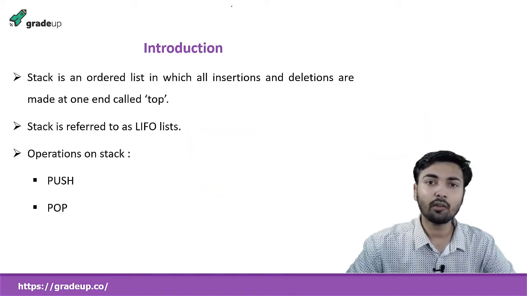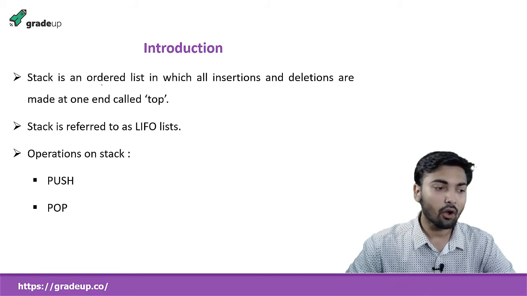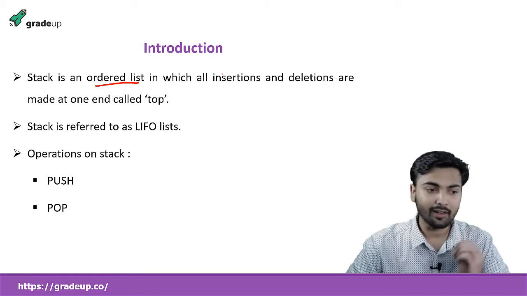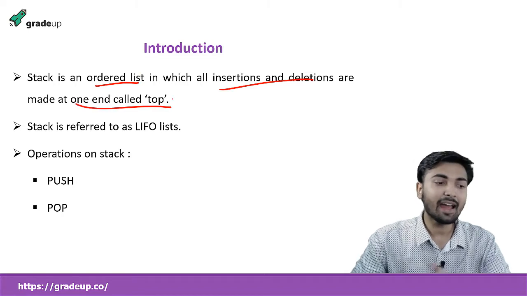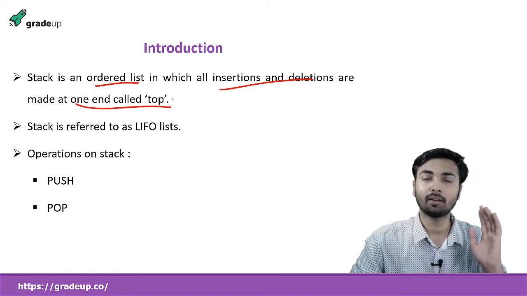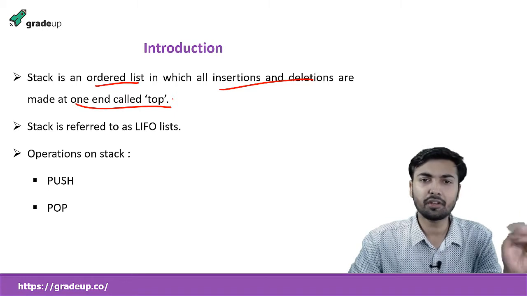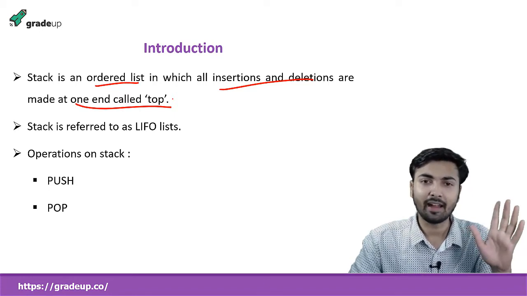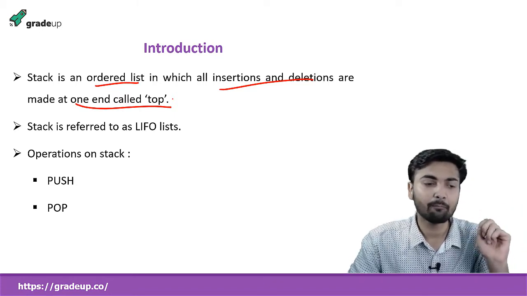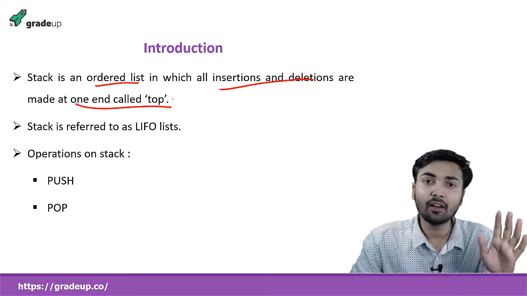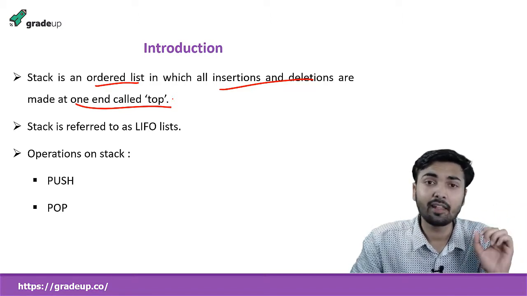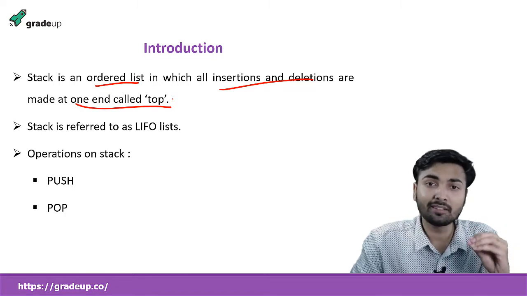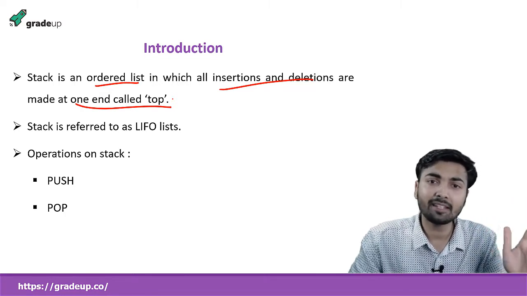First of all, what is stack? Stack is an ordered list in which all insertions and deletions are made at one end called top. There is a formal bookish definition, but let us understand what it's trying to say. Stack is nothing but an ordered list in which all insertions and deletions are made from a single end.